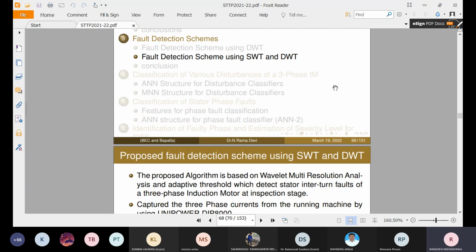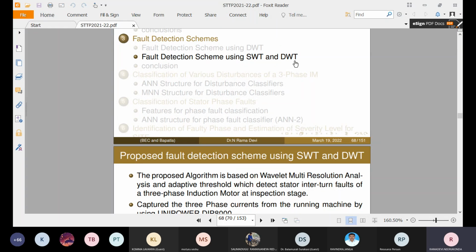Because of this convolution, the information in the signal is never lost. That's why we go with the SWT technique for reconstructing the signal. Whenever we reconstruct the signal with DWT, because of downsampling, certain information is lost. But in the SWT, we never lose it.